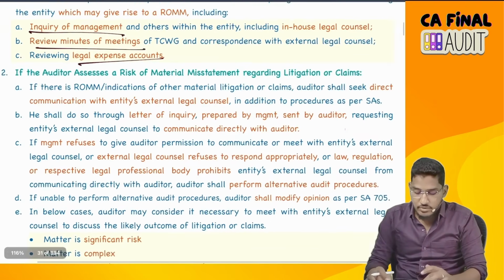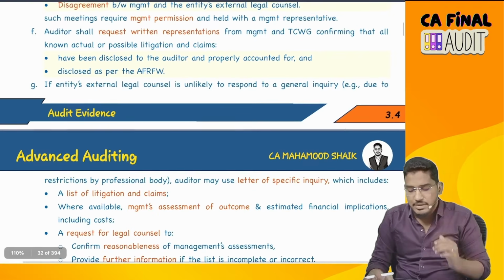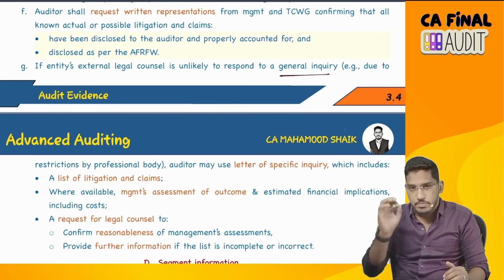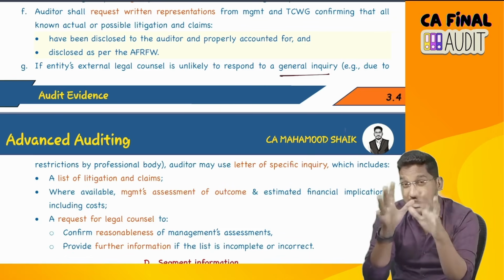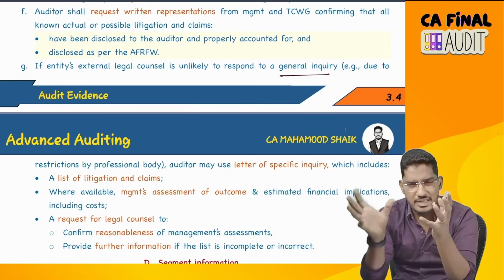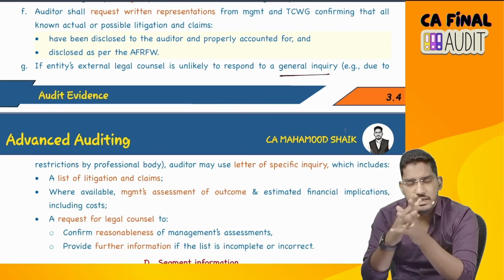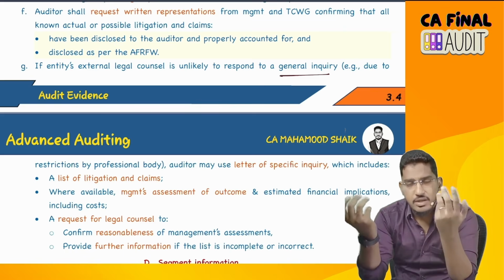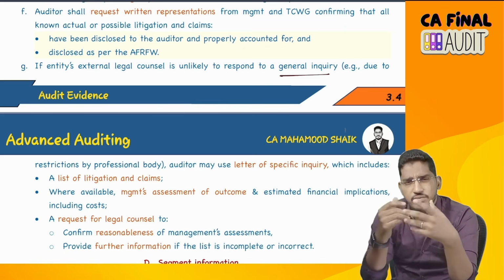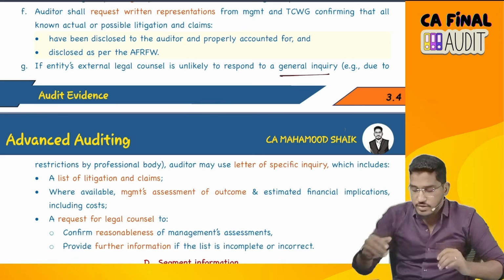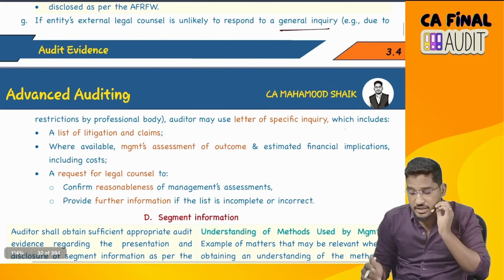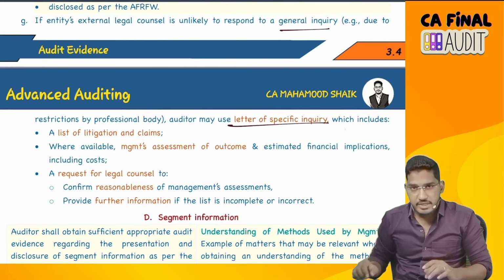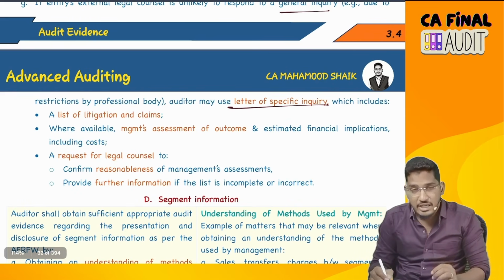And there is also one more point which I would like to add here. Generally, if you post a letter of inquiry and in that letter you are making a general inquiry, not asking any specific details, in many cases external legal counsel will not respond. Why? Because they are not free like anyone, they have their own duties. So if you want to get a response from the entity's external legal counsel, you have to send a letter of specific inquiry. Sir, what information should be included in that letter of specific inquiry?